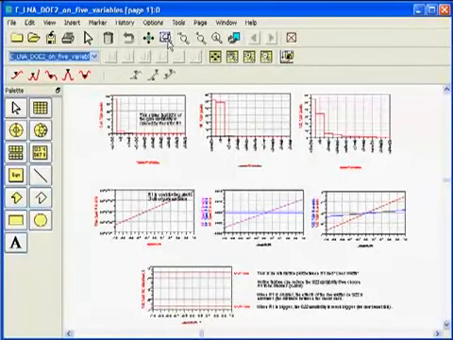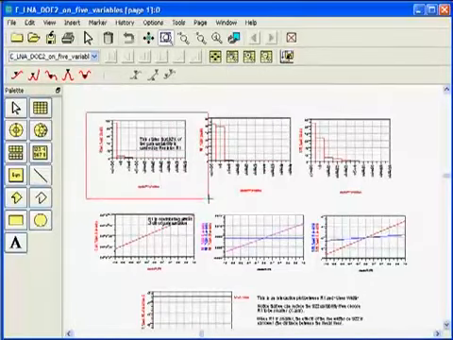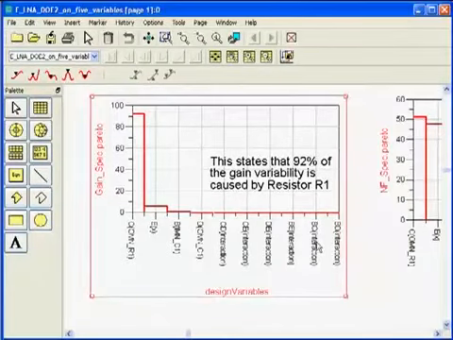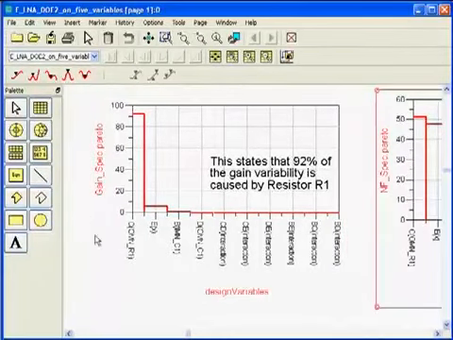And you remember in my tutorial introduction, I had shown you this is the Pareto chart. So this is what it's telling me here for the gain spec. It says here, the y-axis, gain spec. The output matching network resistor R1 is contributing 93% of the gain variation. Watch out.